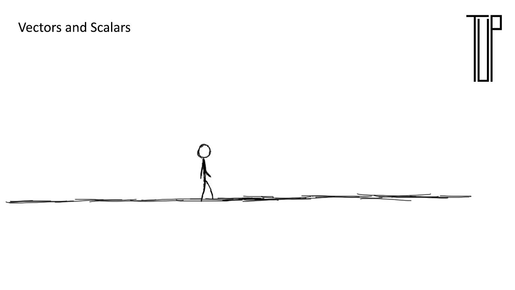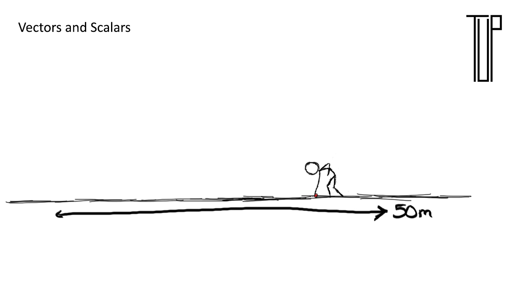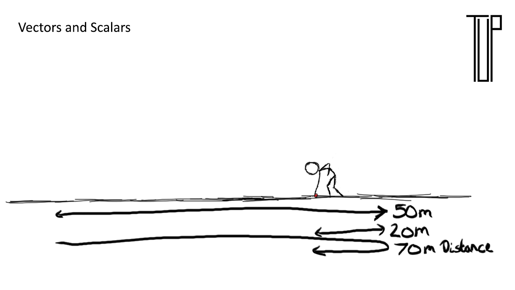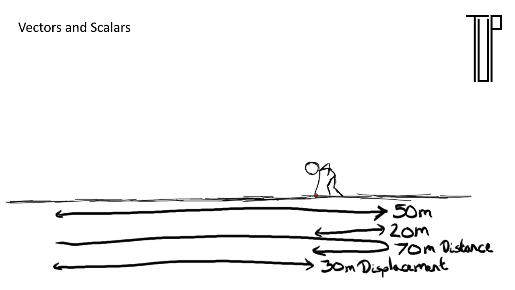A person walks along a path, then notices they have dropped something and walks back to pick it up. If they have walked 50 meters, then walked back 20 meters, then they have walked a total of 70 meters. We could also say that they are 30 meters from the starting point.